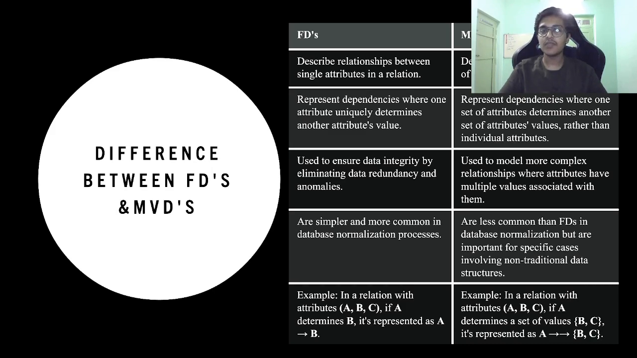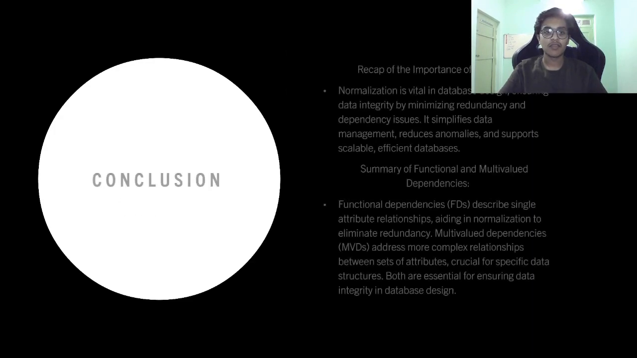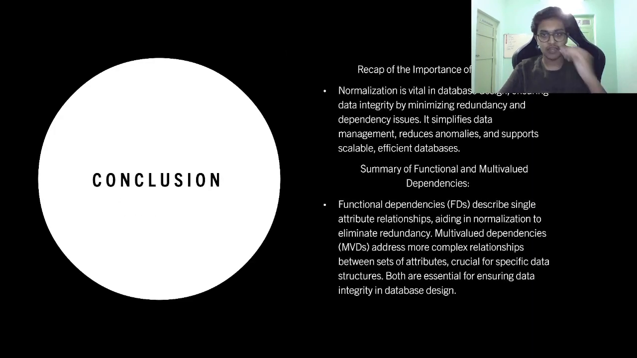So these are going to be some of the key differences between FDs and MVDs as follows. Moving on to the next slide, we have the conclusion for this particular video. So the recap of the importance of normalization here is that normalization itself is a very vital process in database design, ensuring data integrity by minimizing redundancy and dependency issues. It is also going to simplify data management, reduce anomalies and support scalable, efficient databases.